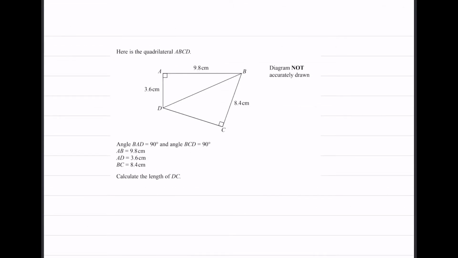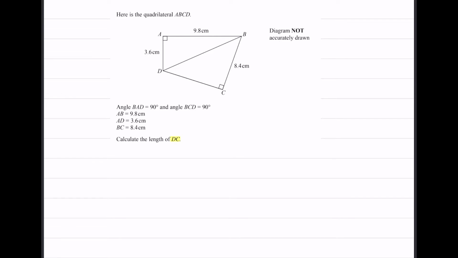If we look at the next question, it says here is quadrilateral ABCD. So quadrilateral ABCD just means that it has 4 sides. Angle BAD is equal to 90 degrees. So BAD is this angle over here, equal to 90 degrees. Angle BCD, which is this one, is equal to 90 degrees. AB equals 9.8 centimeters. AD equals 3.6 centimeters. BC equals 8.4 centimeters. And the question is asking us to calculate the length of DC.